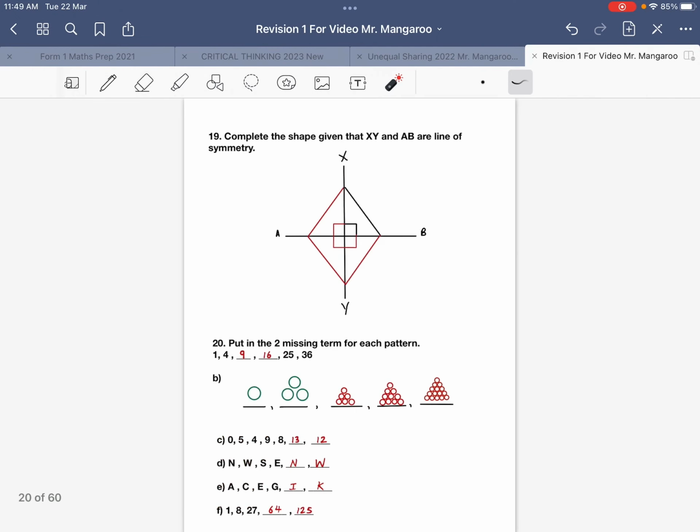So let me give you all a little time to take down these corrections. I realize I didn't give you enough time.